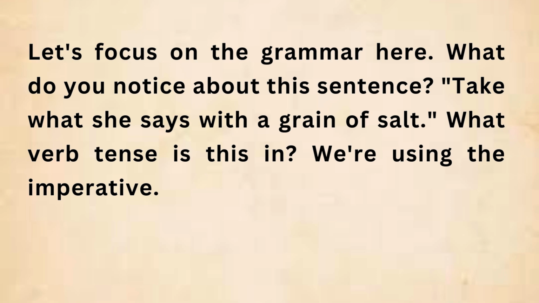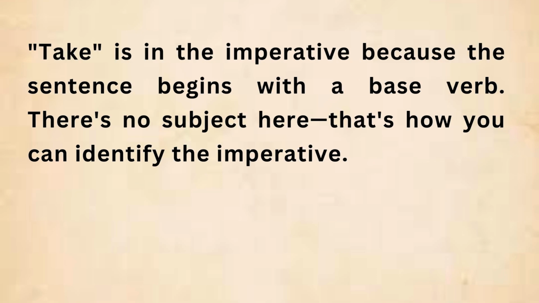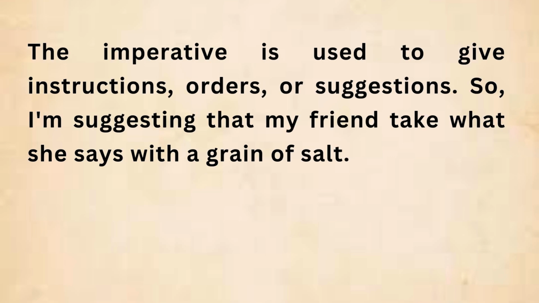Let's focus on the grammar here. What do you notice about this sentence? Take what she says with a grain of salt. What verb tense is this in? We're using the imperative. Take is in the imperative because the sentence begins with a base verb. There's no subject here. That's how you can identify the imperative. The imperative is used to give instructions, orders, or suggestions. So, I'm suggesting that my friend take what she says with a grain of salt.